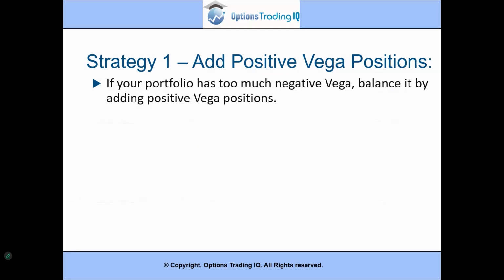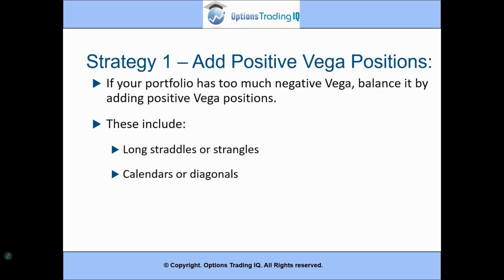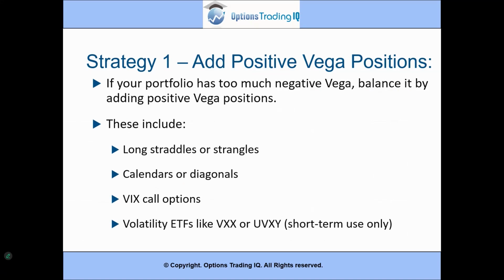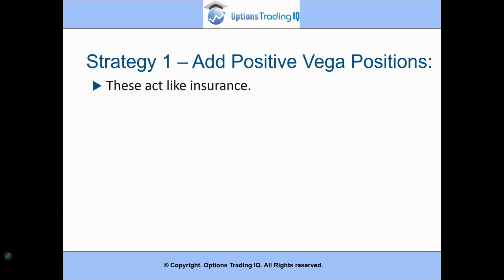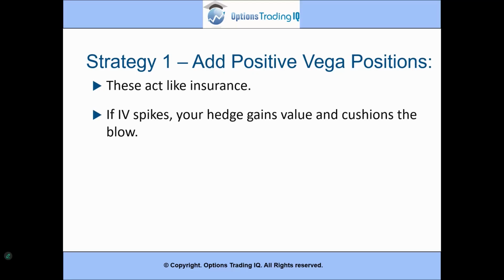If your portfolio has too much negative Vega, you can balance it out by adding some positive Vega positions. These include long straddles or strangles, calendars or diagonals, VIX call options, and volatility ETFs like VXX or UVXY. I'd recommend these for short-term use only. If you go and have a look at a long-term chart of these products, you'll understand why. These positive Vega positions act a little bit like insurance against a vol spike. If IV spikes, your hedge gains value and cushions the blow for any losses that you might be suffering on any other positions. Let's go and take a look.